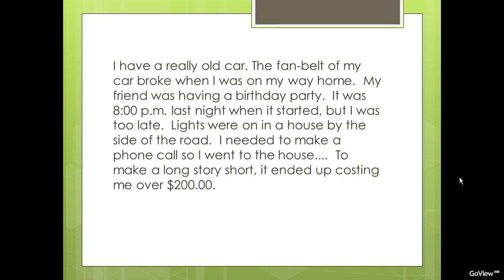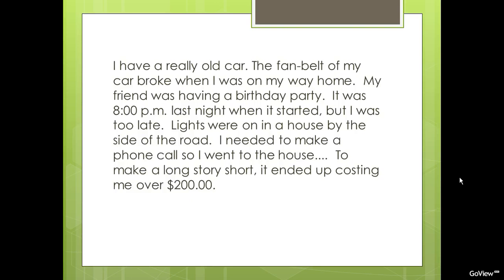Here is an example of a paragraph that does not have effective coherence. Part of the reason for that is that the topic sentence is not very strong. You notice the first sentence here is just, I have a really old car. The reader doesn't really understand what the point of the paragraph is other than just that the writer has an old car. So the more specific your topic sentence is, the easier it is to maintain coherence.